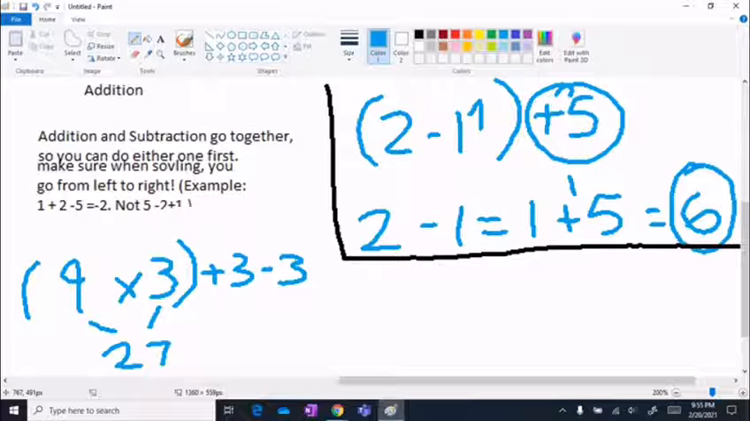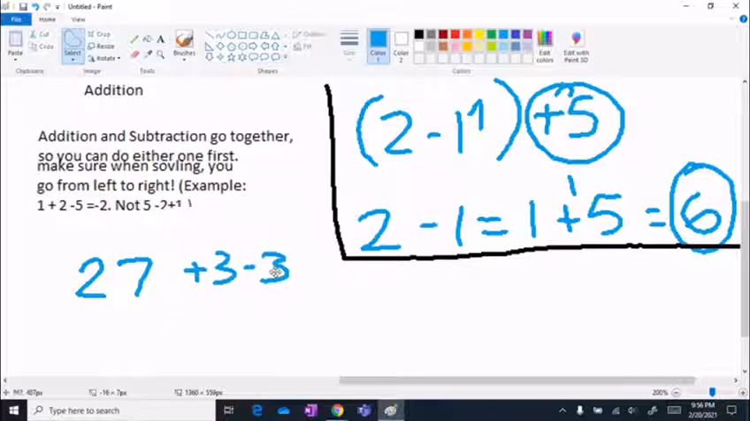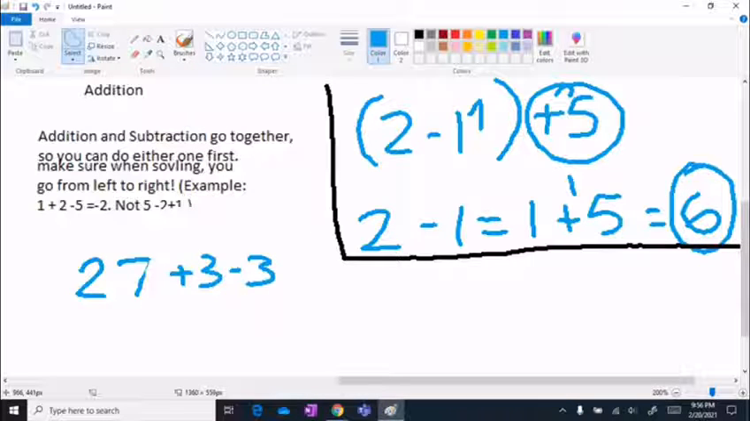So we solved what's in parentheses. So let's erase all of this and just write 27. So that's what's in the parentheses. As I already said before, since 27 is a lone number, we don't have to put it in parentheses anymore, so let's just remove the parentheses. And now, all we have is 27 plus 3 minus 3.